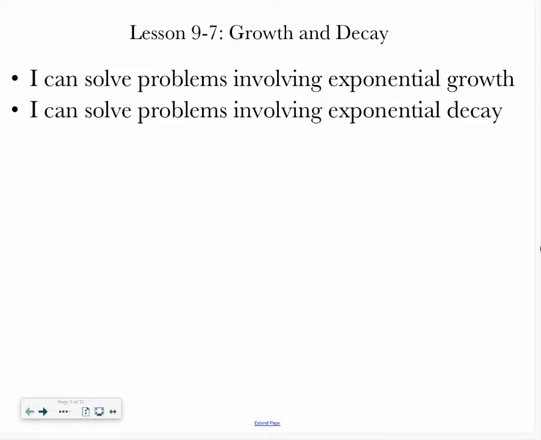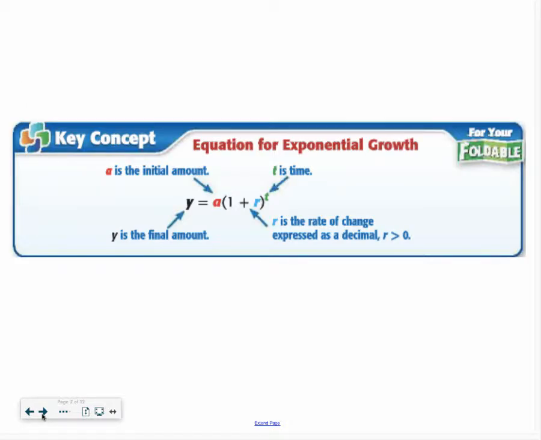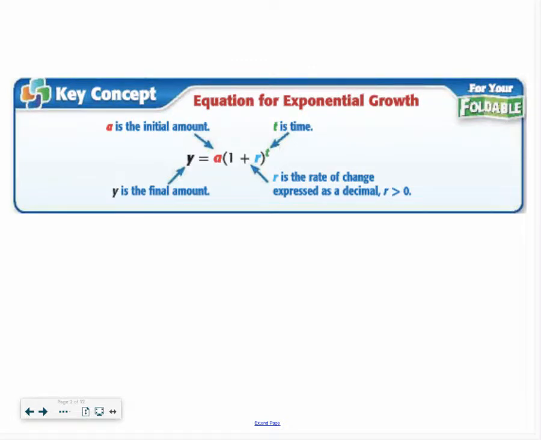By the end of this lesson, you should be able to solve problems involving exponential growth, and you should be able to solve problems involving exponential decay. So let's talk about what the equation for exponential growth looks like.